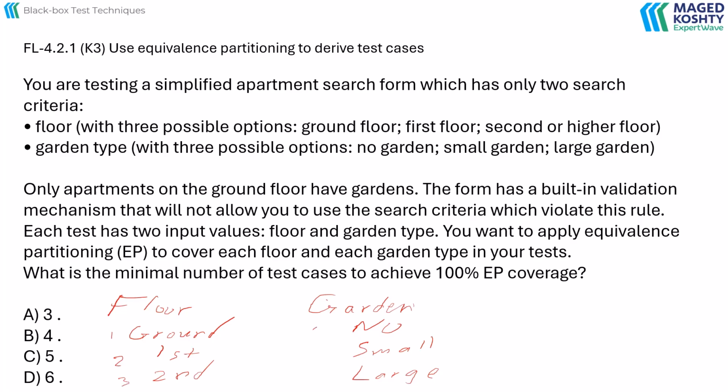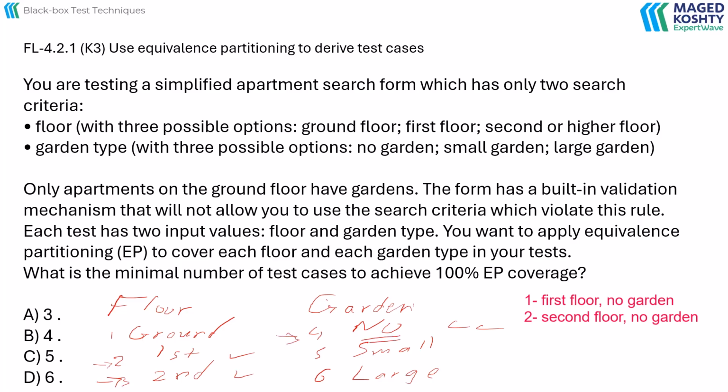So we have 6 partitions: ground floor, first floor, second floor, no garden, small garden, and large garden. A single test case should hold a value from floor and a value from garden type. According to the scenario, second and higher floors can't have gardens. Our first two test cases are: 1, first floor, no garden; and 2, higher floor, no garden. So far I have used 3 partitions: first, second floor and no garden. This is a situation where I have to use a value from a partition, no garden, more than once.